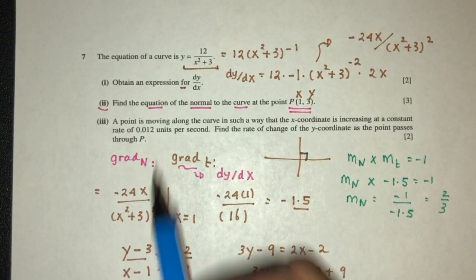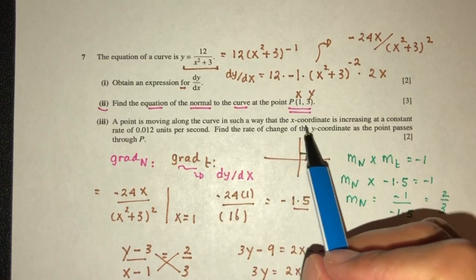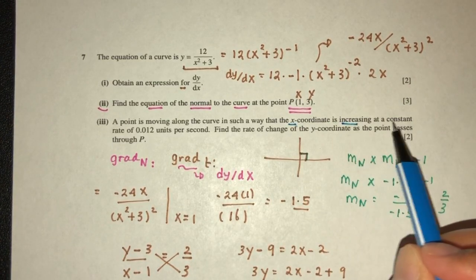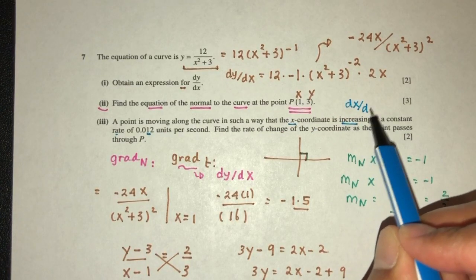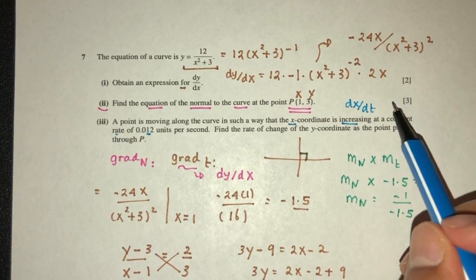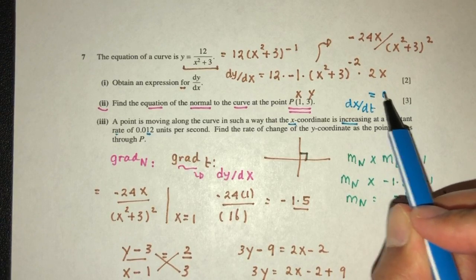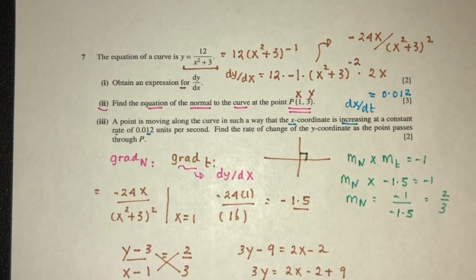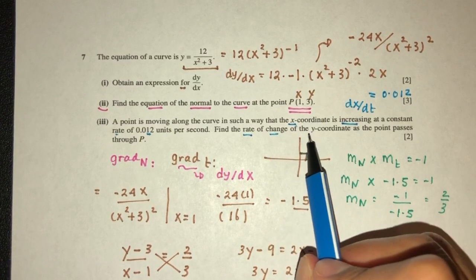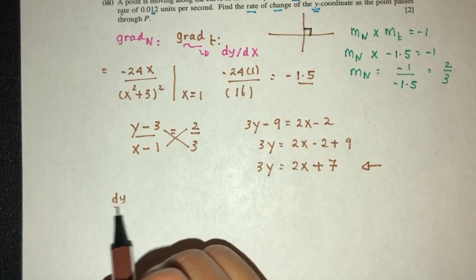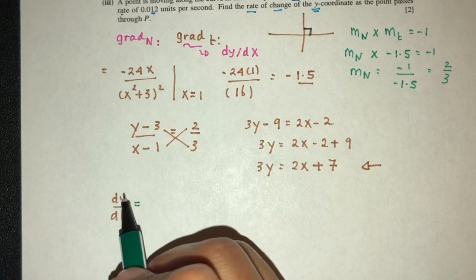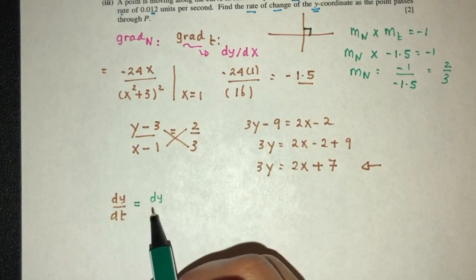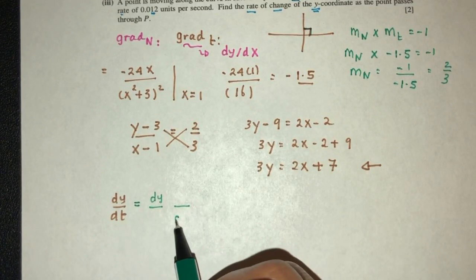Now for part 3, a point is moving along the curve in such a way that the x value is increasing at a rate of this. So it means that dx by dt, because when you have a rate it is with respect to time, is equal to 0.012. Now we have to find the rate of change of y. Again, rate is with respect to time, so we have to find dy by dt. So we have to form an equation. Here we have dy on top, and we have dt at the bottom.